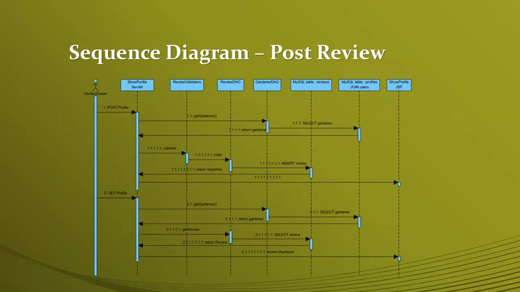In what seems a little complex sequence, a person can post a review. The first thing is to retrieve the gardener's profile. Once the gardener's profile is received, we can put the review content and forward it to the review validator class. If the data is valid, the review is inserted into the SQL table, and the review is then displayed to the user on the JSP.